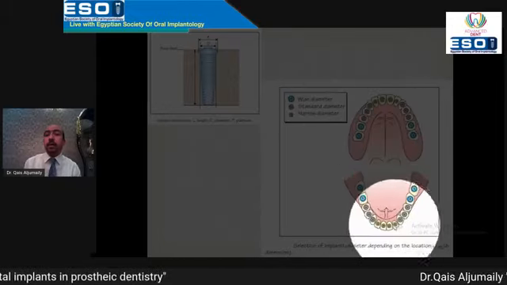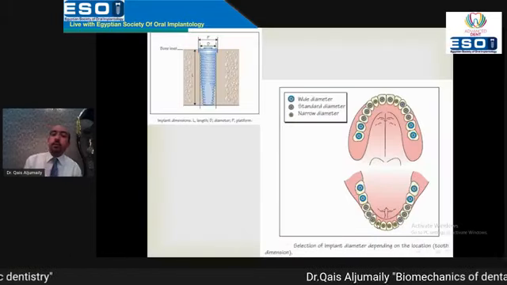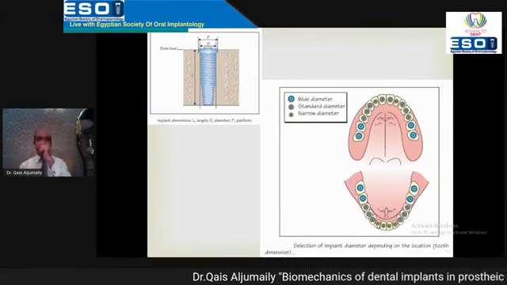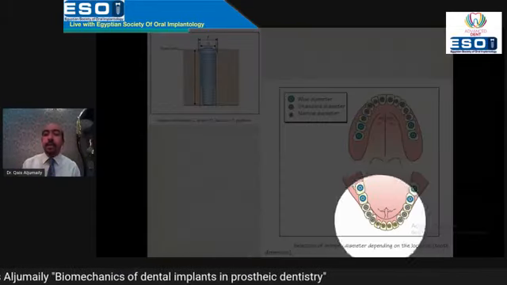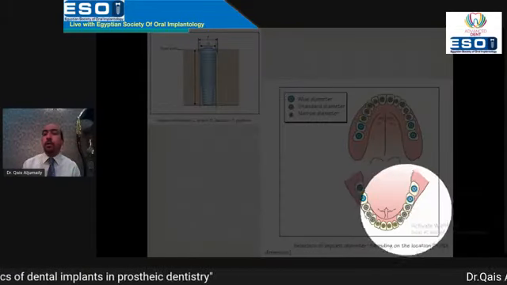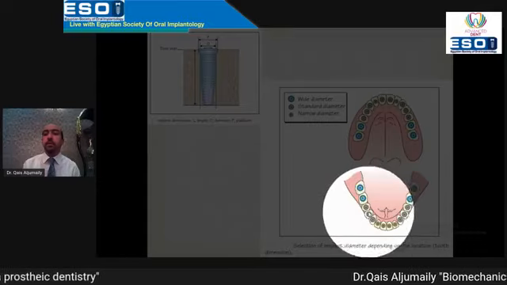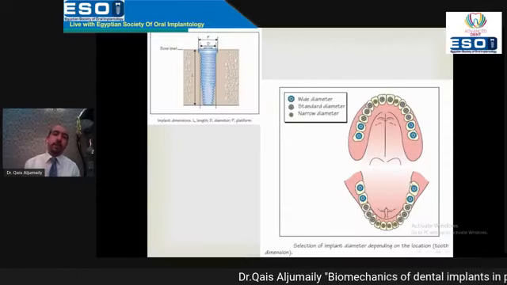Regarding the lower, the four anterior teeth are also a critical area for the dental implant. Sometimes we have to use a narrow implant. In the canine and premolars, regular implant fixtures, while in the molars it is the wide implant.